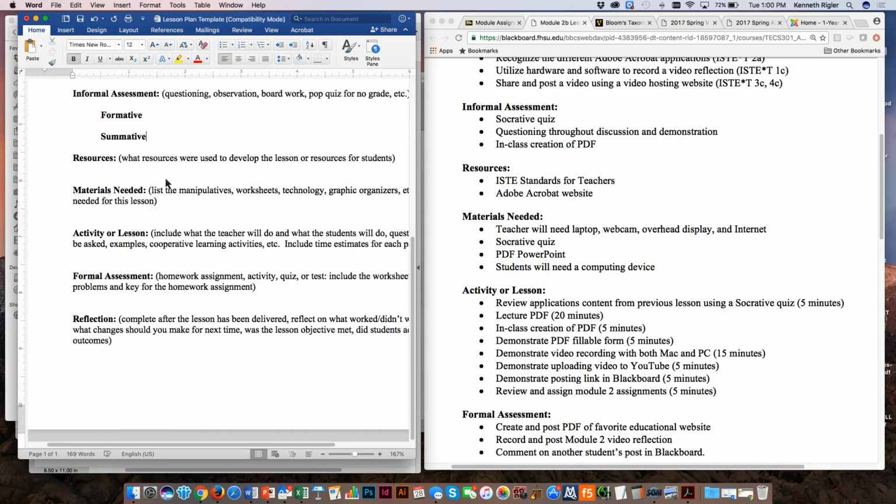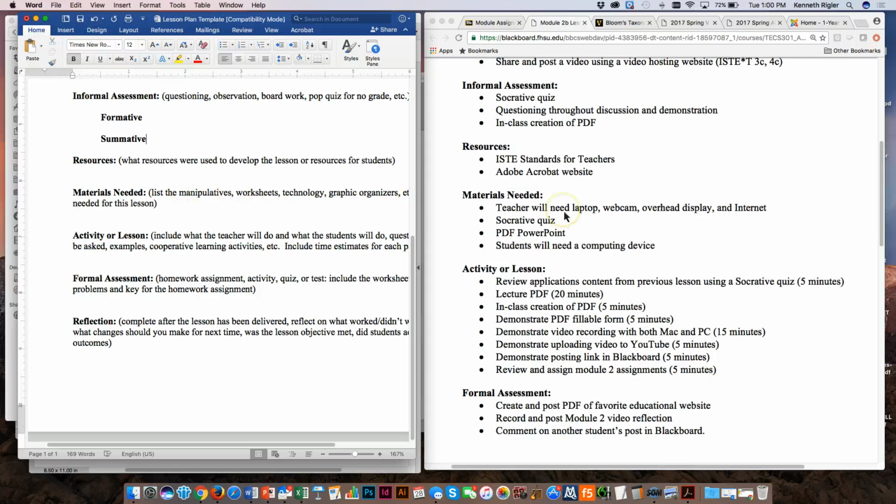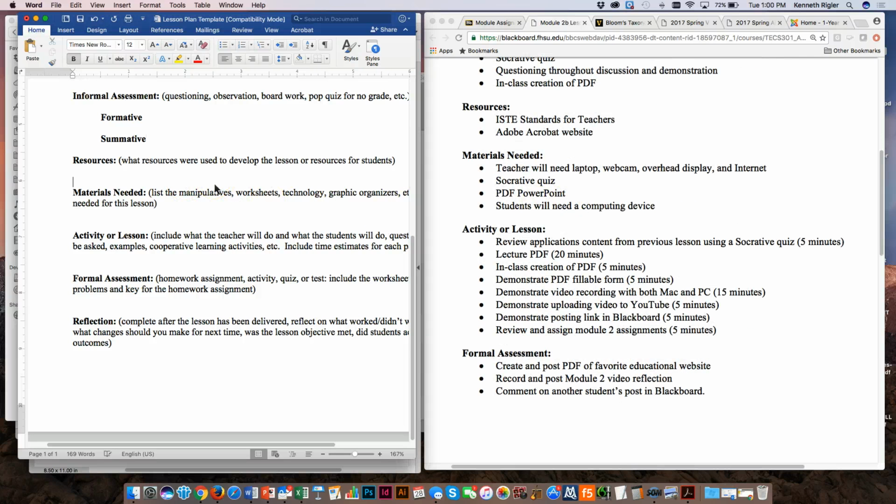All right, next section, resources. What are the resources you use to develop this lesson? Where did you get your information? Where are you getting your information?